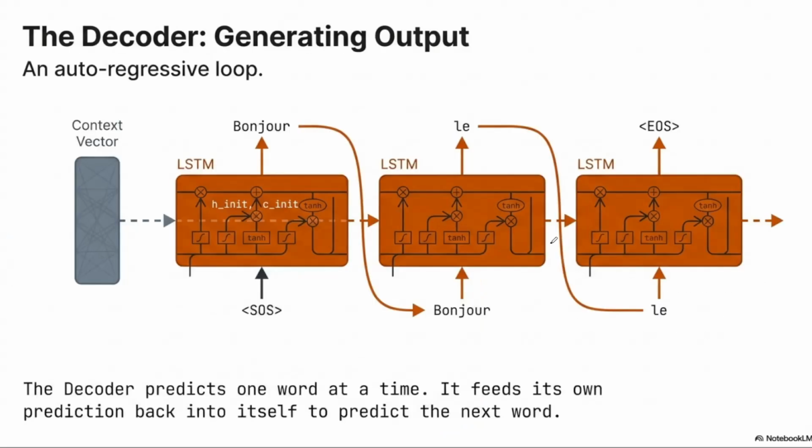Okay, now we're going to switch to the decoder. How does the decoder know what we said? We take that context vector that we generated and use it to initialize the hidden and cell state of the decoder LSTM. Ideally, the decoder now starts its thinking process about the concept of hello world.